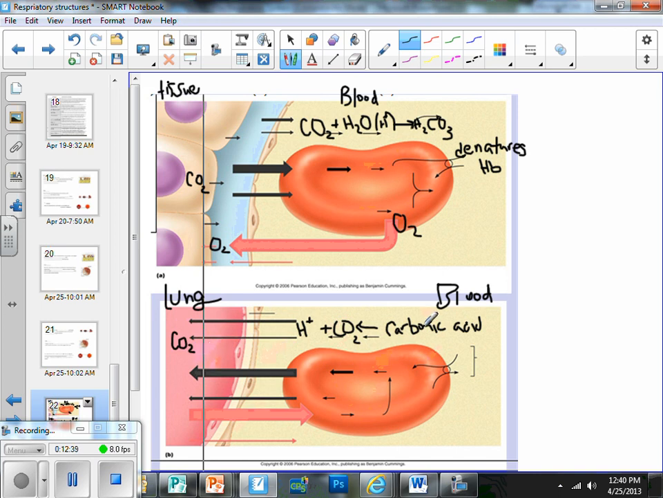Also, once that happens, our hemoglobin folds back up. Whoops. And now it's free to accept our oxygen, which diffuses and latches on to our red blood cell. So O2 plus our hemoglobin. Alright, so that's pretty much it.